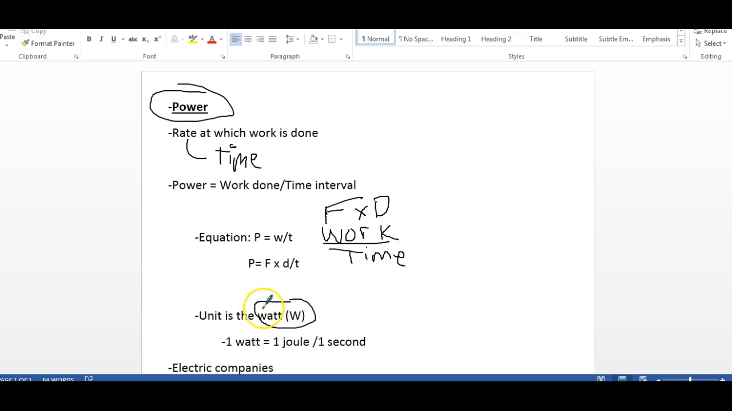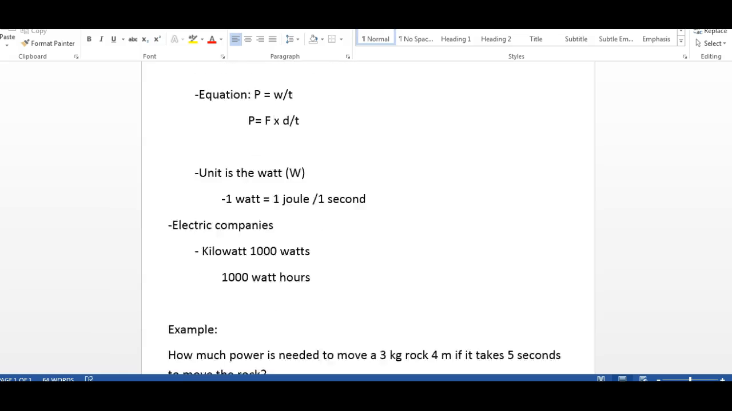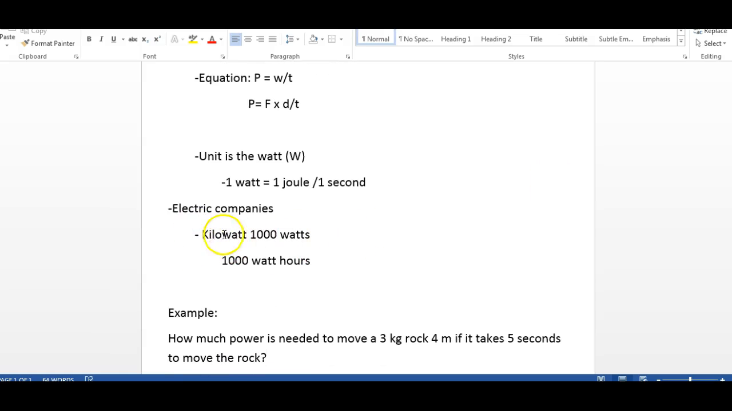James Watt did a lot of work with heat and energy, so they honored him by naming the unit for power after him, the watt, W. And 1 watt is equal to 1 joule, which is the energy, in 1 second. So 1 watt of power is when you expend 1 joule for 1 second. What we're probably used to seeing the watt with is electric companies, and they charge for their electric power by kilowatt hours, and a kilowatt is 1,000 watts. So if you use 1,000 watt hours, they charge you a certain rate.